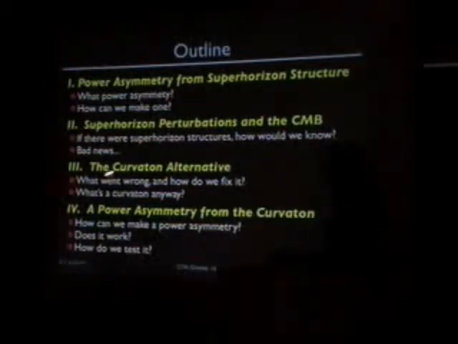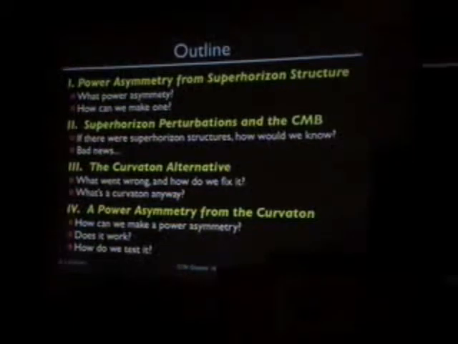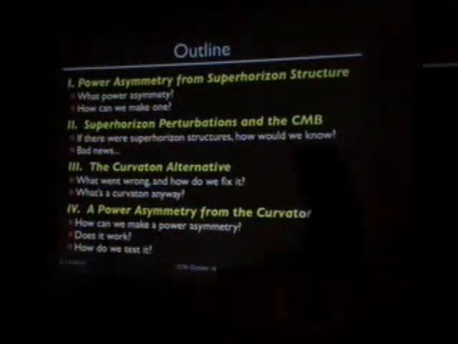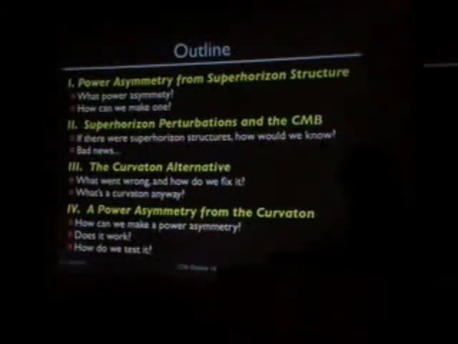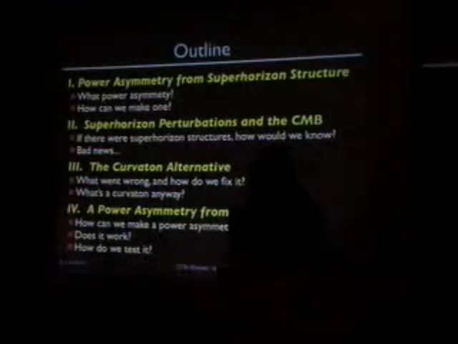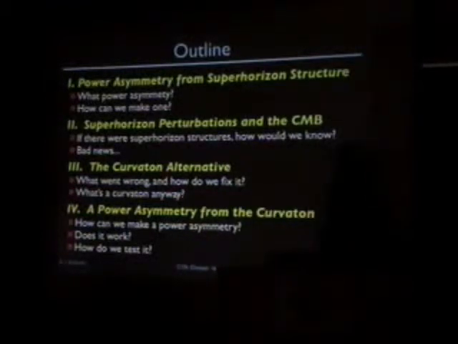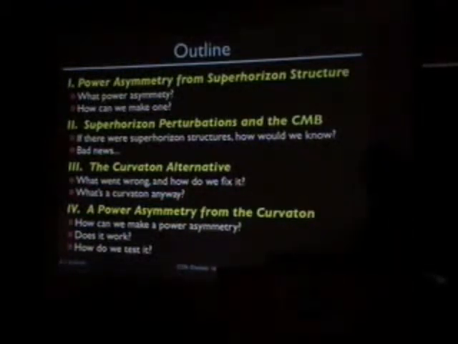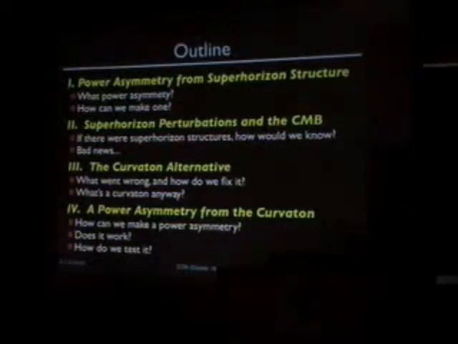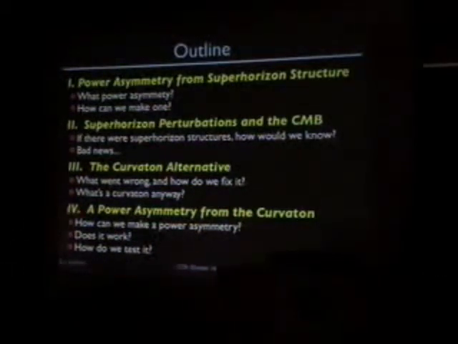That'll lead us to some bad news, and will force us to consider an alternative theory of inflation called the Curvaton model. And I'll talk about what went wrong with our original proposal and how the Curvaton model fixes it. And I'll also include a brief review of the Curvaton model of inflation. Finally, we'll see if power asymmetry from the Curvaton does work. I'll review some of the existing constraints and then some of the future predictions that this model makes.